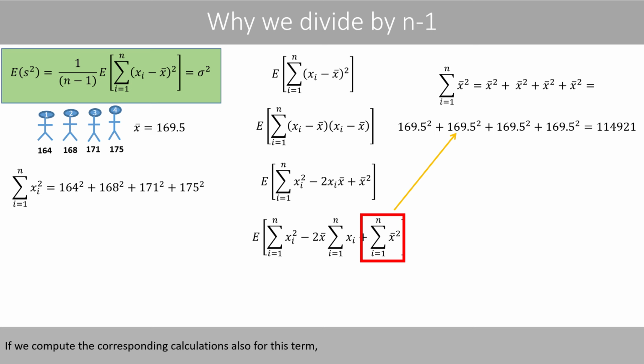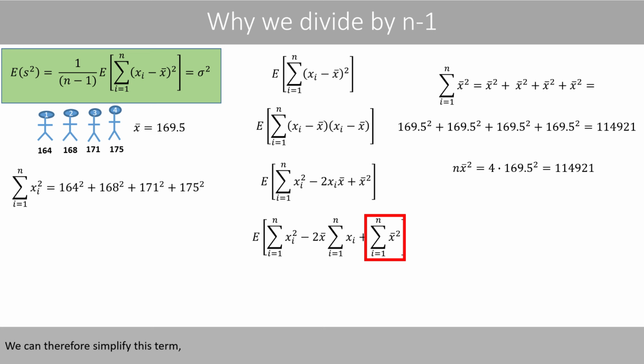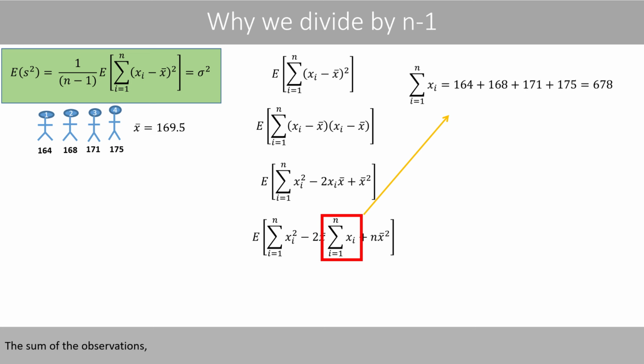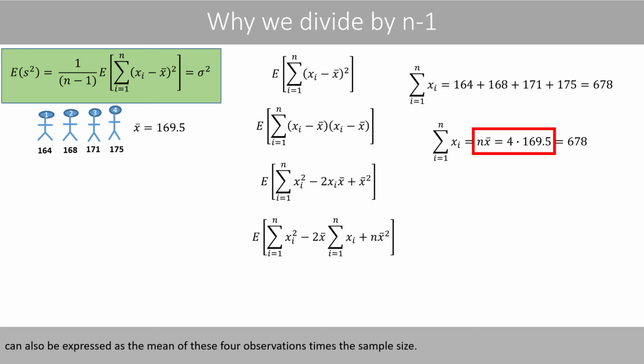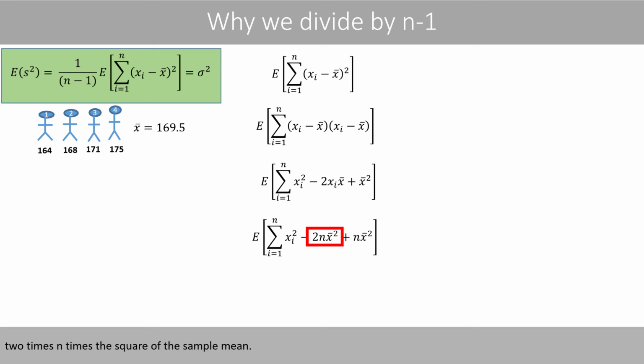If we compute the corresponding calculations also for this term, we see that we can calculate the same thing simply by multiplying the sample size by the squared mean. We can therefore simplify this term to n times the squared mean. The sum of the observations can also be expressed as the mean of these 4 observations times the sample size. We can therefore substitute this summation with n times the sample mean. This term can be simplified to 2 times n times the square of the sample mean.